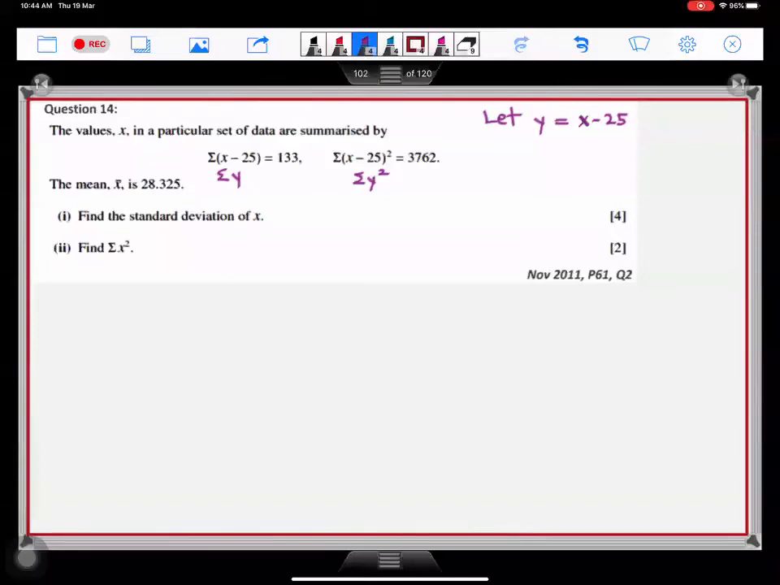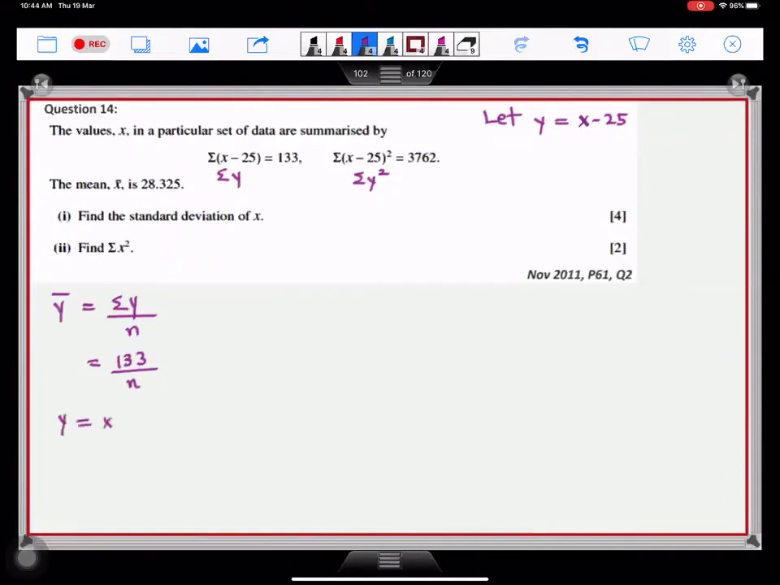Why have they given us the mean? The original mean. They don't want us to calculate y bar. What is the reason for that? Let's see. Y bar is sigma y over n, therefore 133 divided by n. What is missing? The values x in a particular set of data are given. N is unknown. They're not asking us for n, but we need to know what n is.